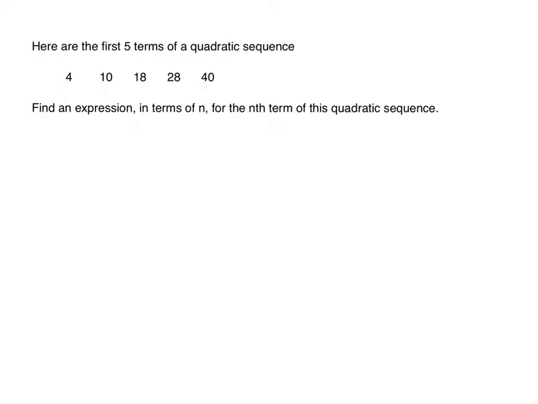Here are the first 5 terms of a quadratic sequence. Write an expression in terms of n for the nth term of the quadratic sequence. So I'm just going to rewrite it, so I've got plenty of room: 5, 10, 18, 28 and 40.